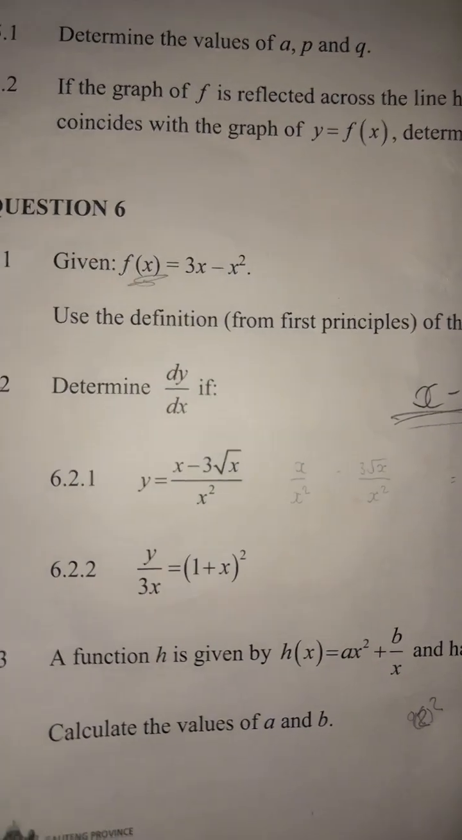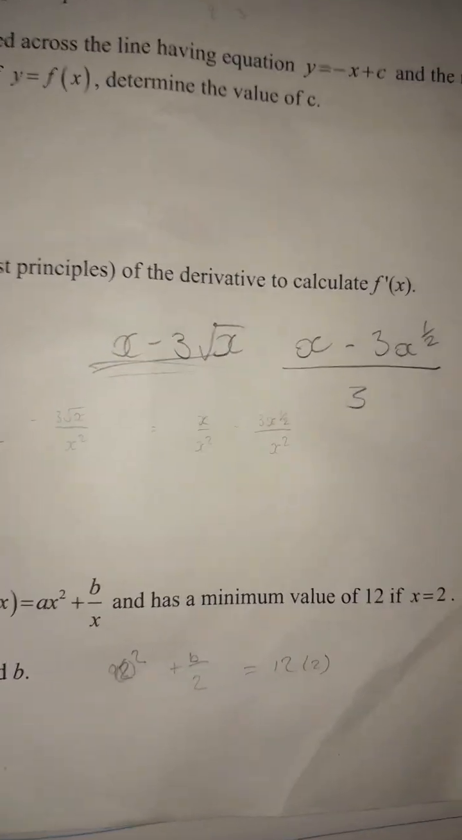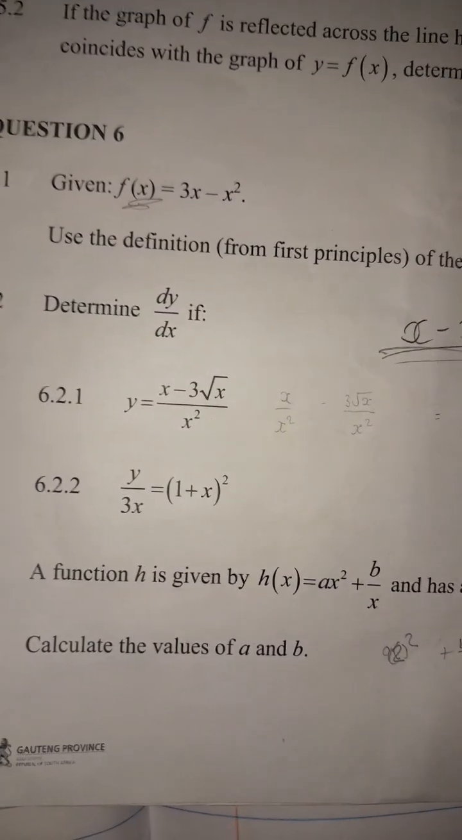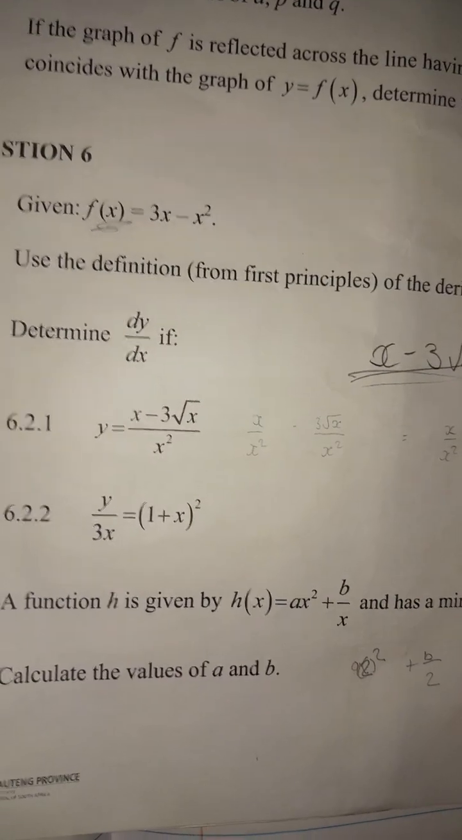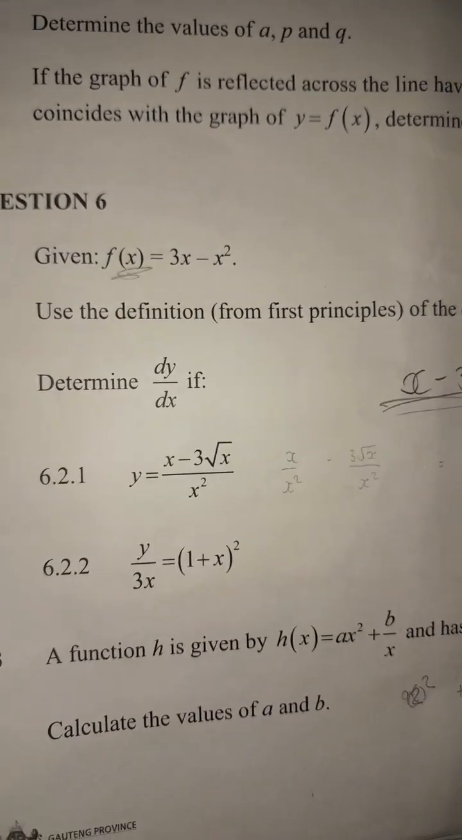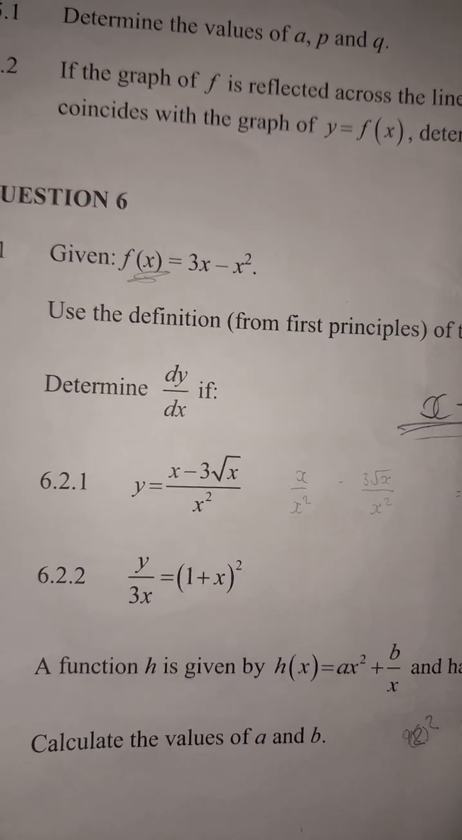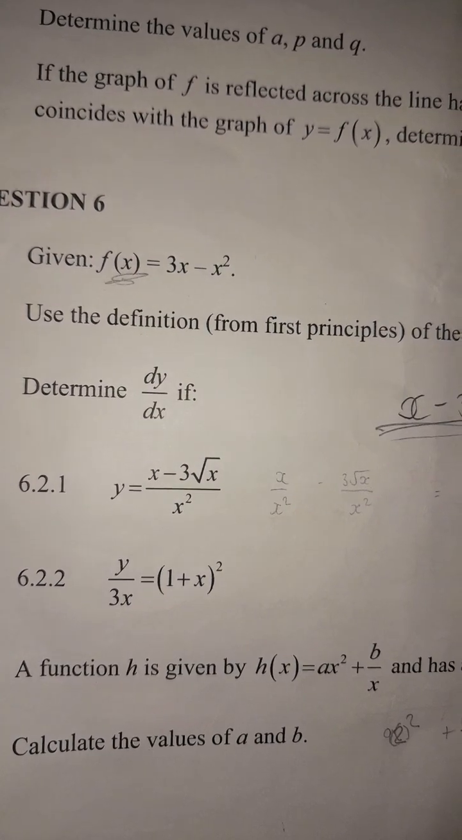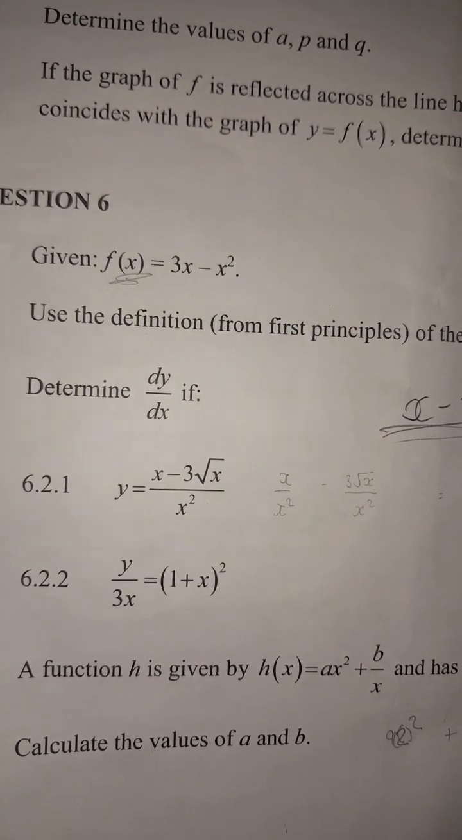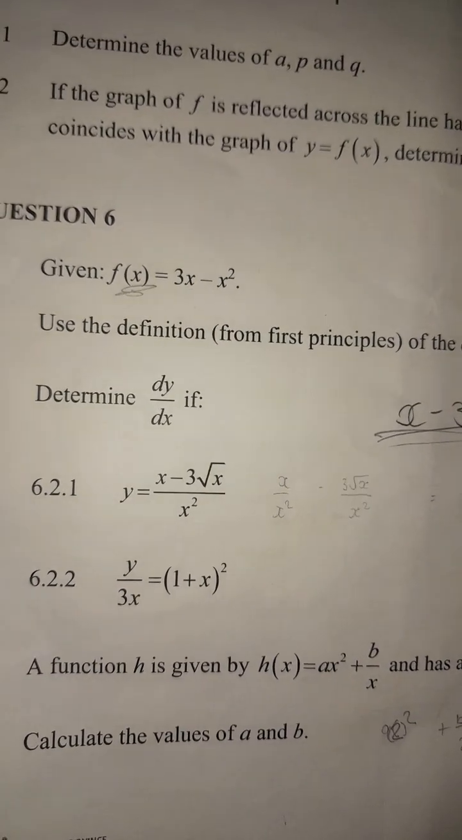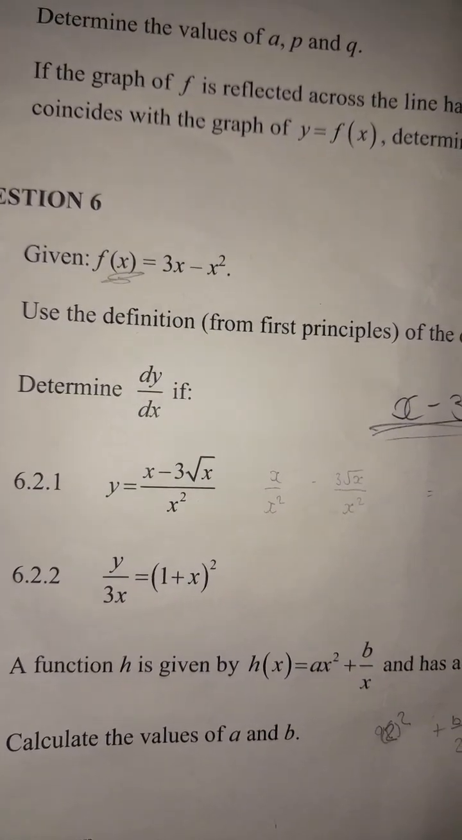At 6.2, remember that was 4 marks. So 6.2 consists of 8 marks. So we are supposed to determine the derivative, dy all over dx. So let's put this into practice. Right, okay, let's work it out.